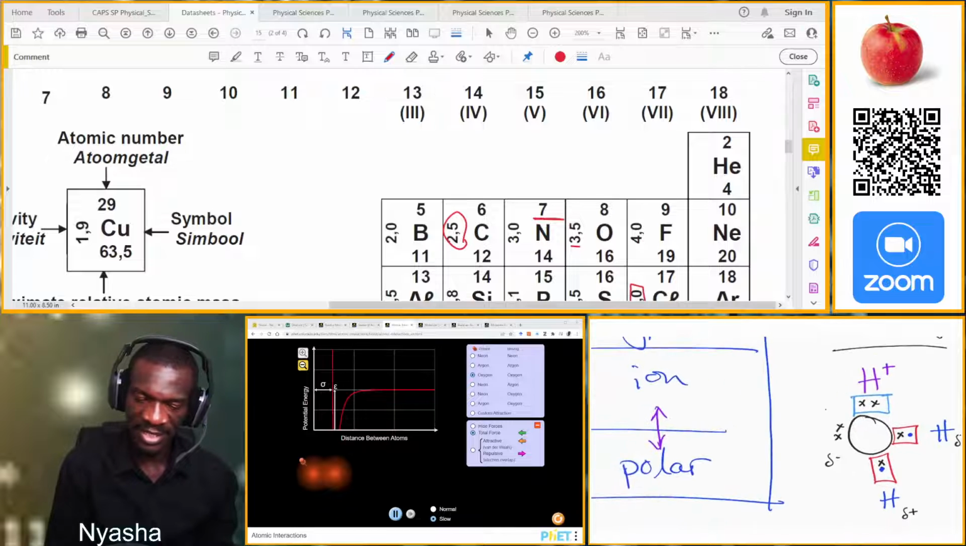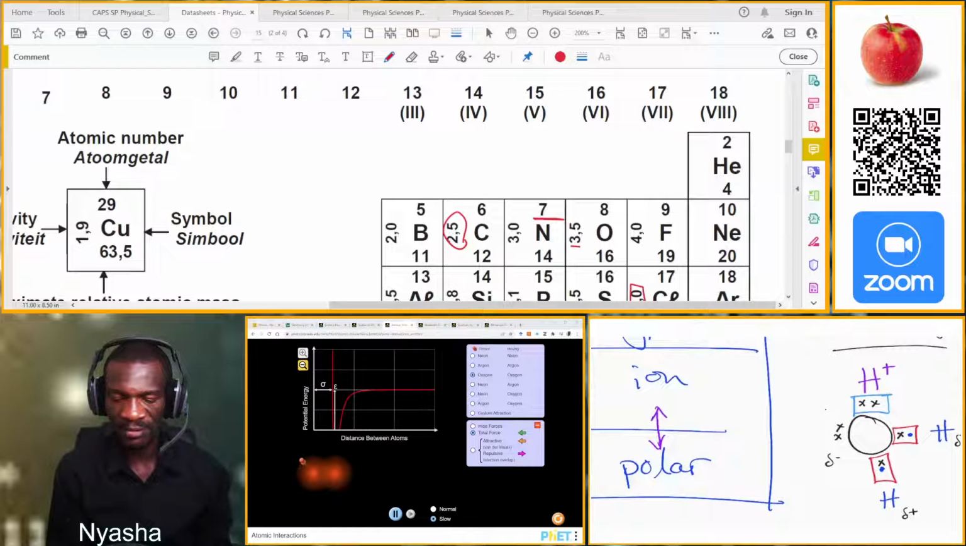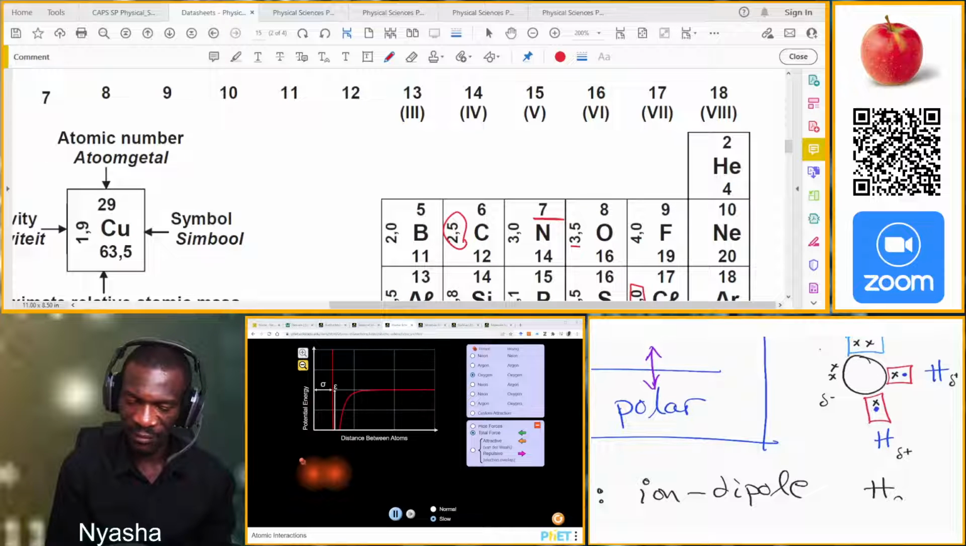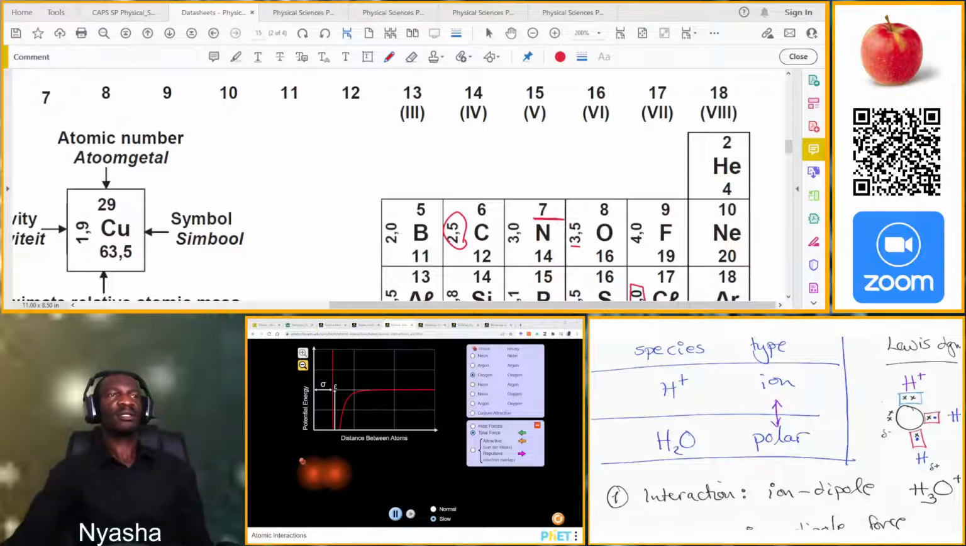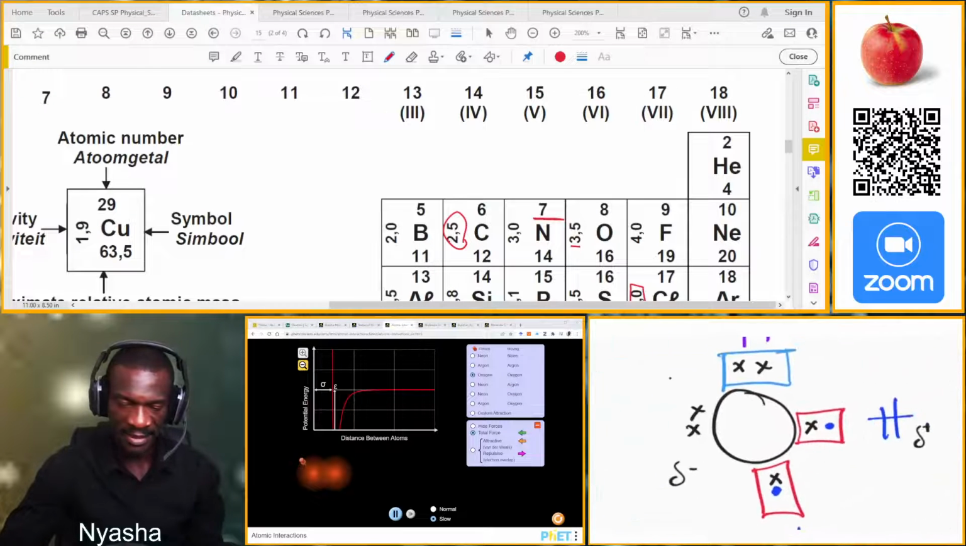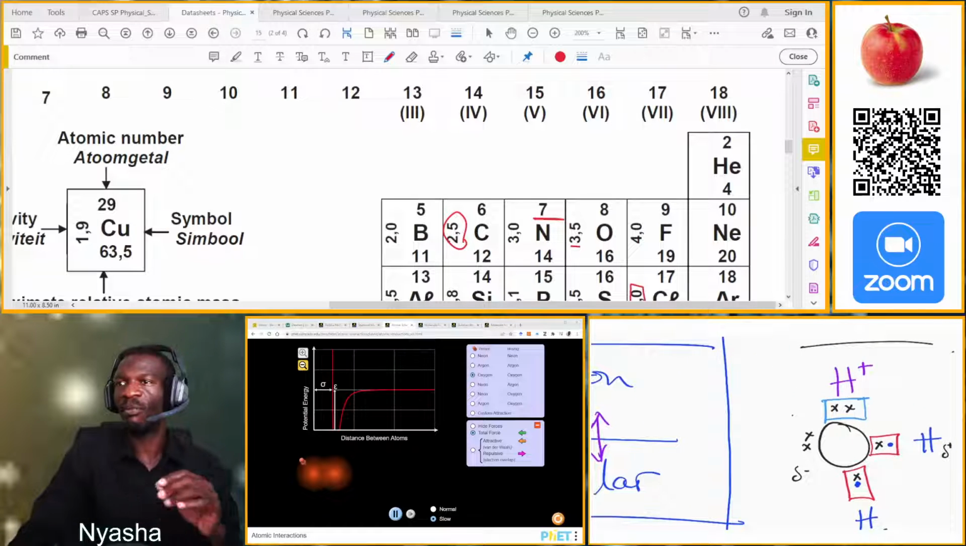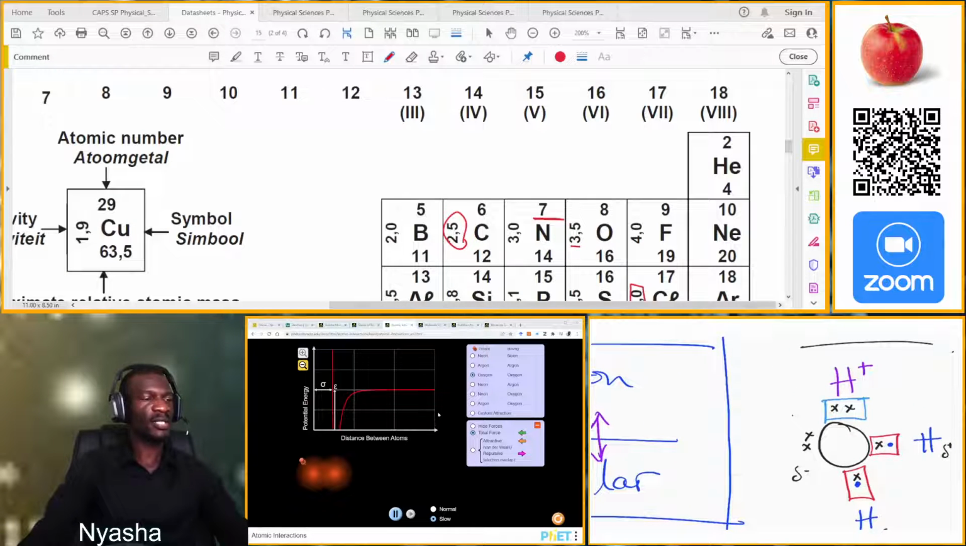Then the hydrogen is now part of this. And what have we formed? We have now formed the H3O species. So in this case, the type of bond that is formed in this question, you can now deduce it.